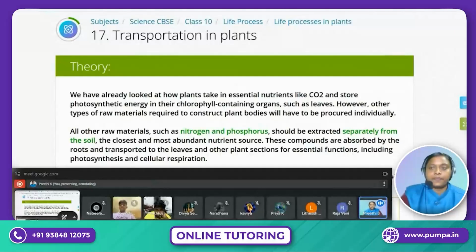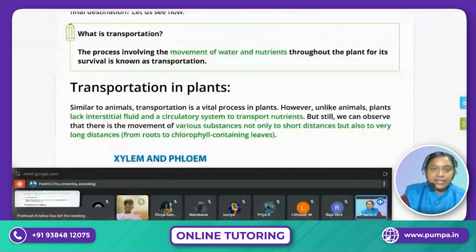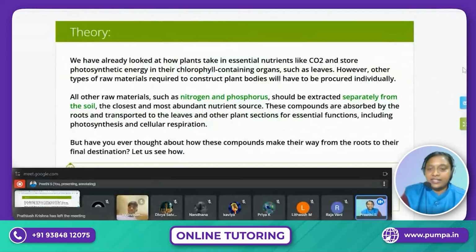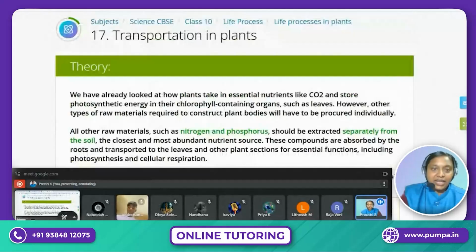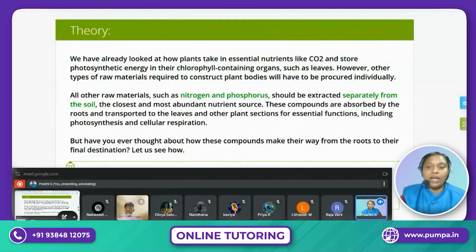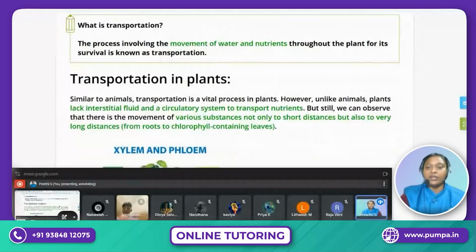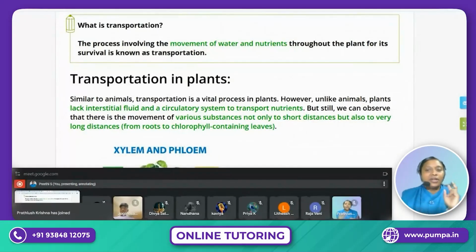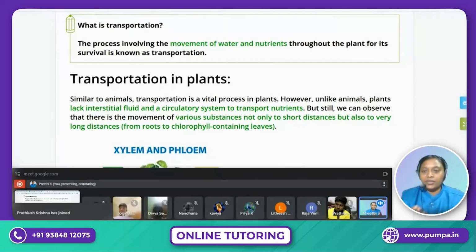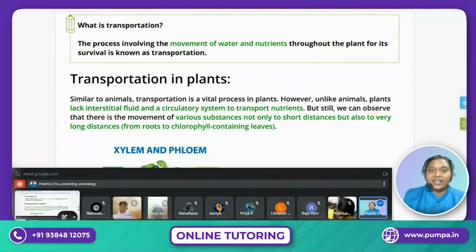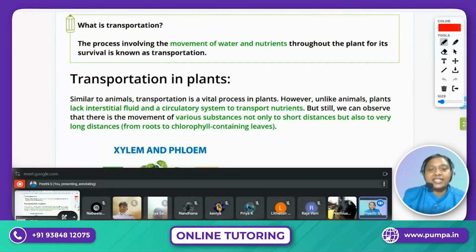Transportation. As children, it is all very simple, because even in ninth grade you would have learned about plant issues. What are the two complex plant issues? One is the xylem, and what is the other one? Phloem. Very good. Xylem and phloem.